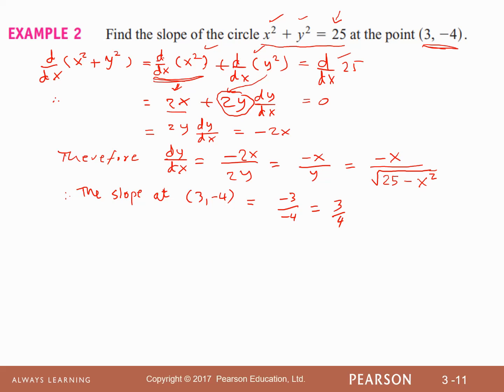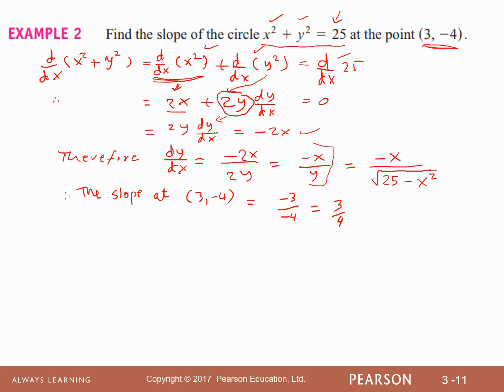Now, we want to solve for dy by dx, right? So we have 2y dy by dx, this one. We take 2x to the other side. So 2y dy by dx equal to negative 2x, correct? Yes. Therefore, dy by dx is equal to negative 2x divided by positive 2y, right? Which is equal to negative x over y, right?